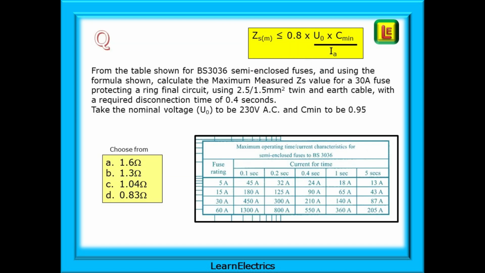We can have a go now at this question. From the tables shown for BS3036 semi-enclosed fuses, and using the formula shown, calculate ZSM, the maximum measured ZS value, for a 30 amp fuse protecting a ring final circuit using 2.5 by 1.5 mm twin and earth cable, with a required disconnection time of 0.4 seconds. Take the nominal U0 to be 230 volts AC and Cmin to be 0.95. Pause the video and find your answer.